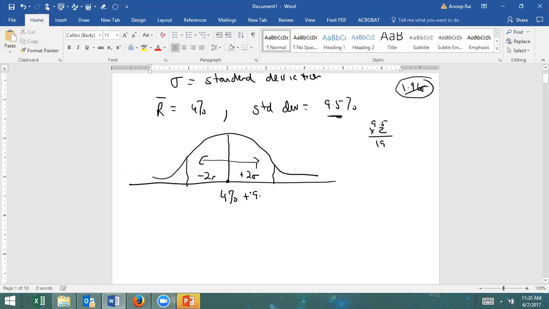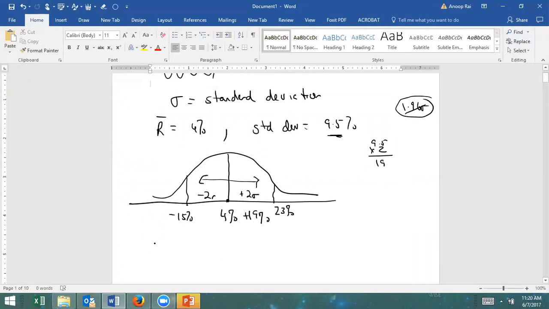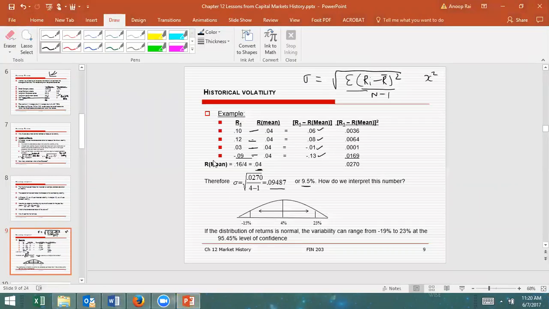So what I can say is that with 95% probability, I think your stock can go up to as high as 23%. But at the same time, you could also lose minus 19%, so roughly about 15% if I take minus 2 standard deviations. So that's the definition, or rather, that's how we can apply the standard deviation of a stock.